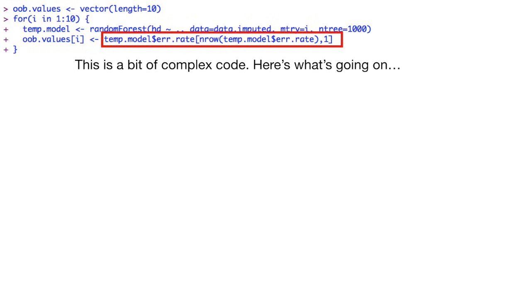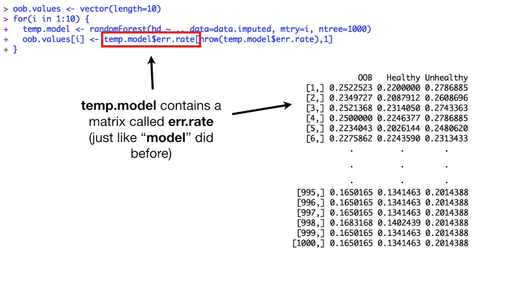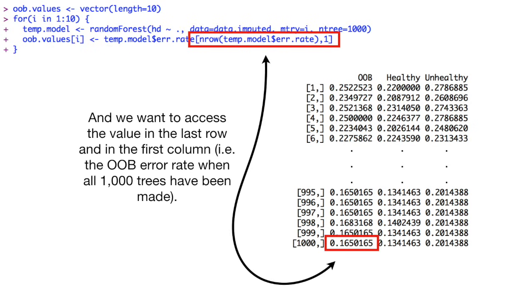Here's what's going on. temp.model contains a matrix called er.rate, just like model did before. And we want to access the value in the last row and in the first column, i.e., the out-of-bag error rate when all 1,000 trees have been made.